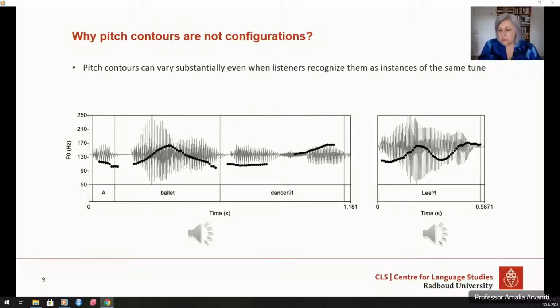Because we know that they vary substantially from instance to instance, and yet listeners can recognize them as instances of the same tune. We can illustrate this with the two examples that you see here. On the left, you have "a ballet dancer", and on the right, "Lee". And if you hear them, you can understand that they mean the same thing.